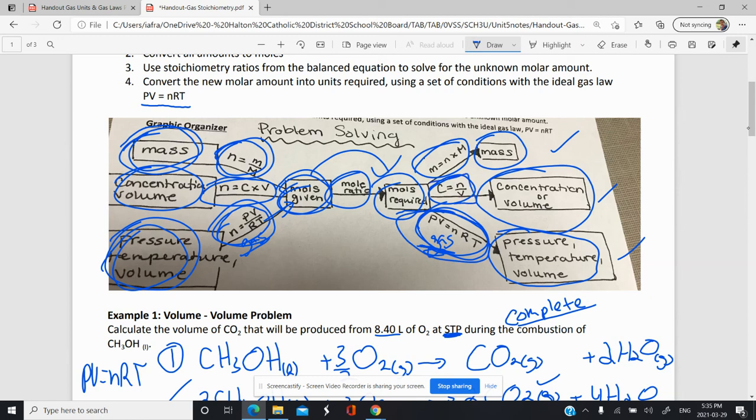I didn't use this one over here because I didn't have a concentration, and it was for gases specifically. So there was no concentration given to me. I really just had pressure and temperature given to me. So if you see pressure, temperature, and moles of some sort that you can figure out, then you know you're using the PV is equal to nRT.